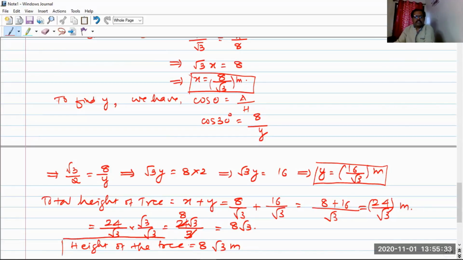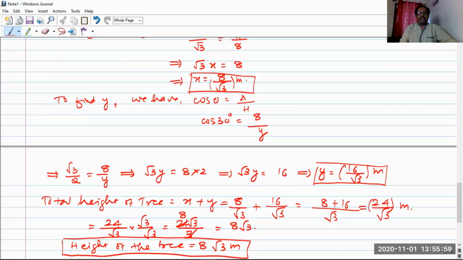Understood everyone, students? It's very easy. We just need to be alert while solving the example. Observe the sum given, observe what is given, what we need to find, and try to apply the trigonometric ratios. Just observing the situation, you can decide what to do in this example, right? So this example can be solved here.